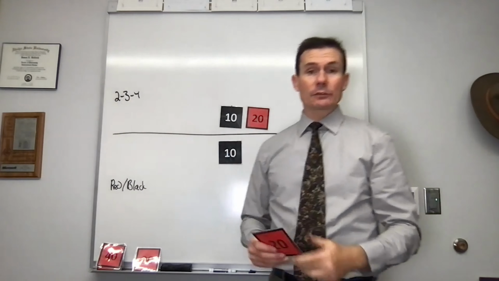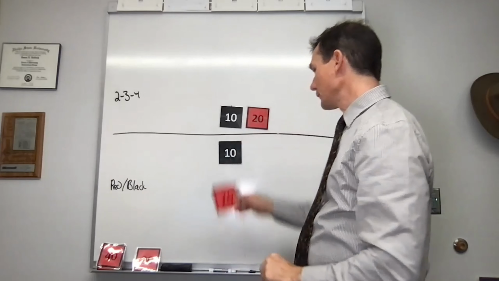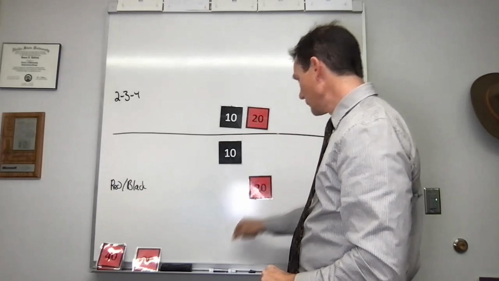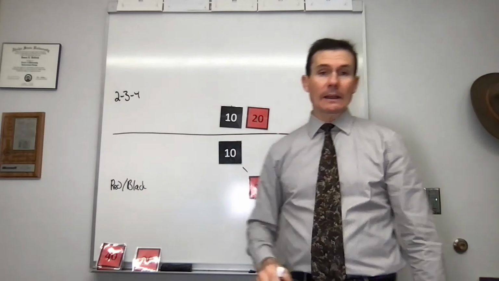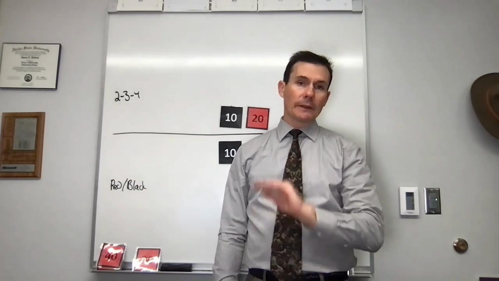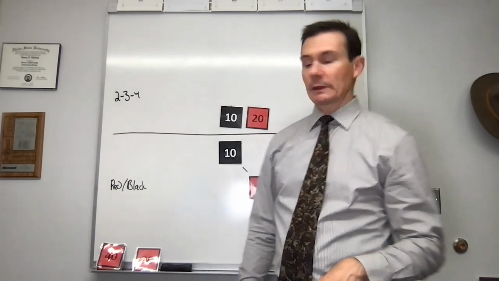Now, for a red-black tree, I have 20 I want to add. I always add as red. I go to the right, I come down. Now I'm going to try to balance on this guy. Notice how my parent is black. There's rule 2 for red-black tree. We have a black parent. We don't have to do anything.